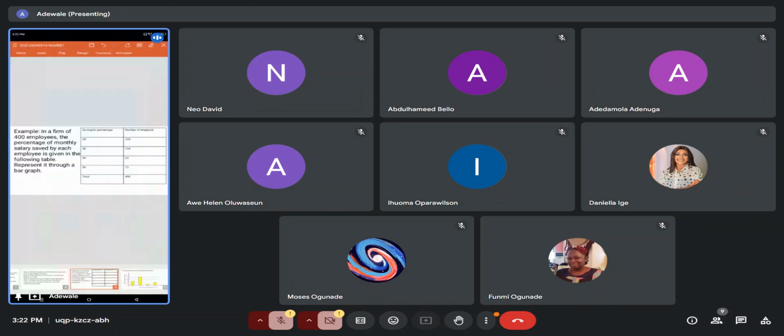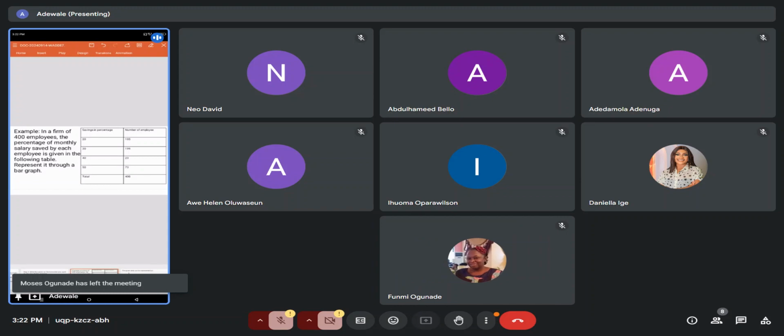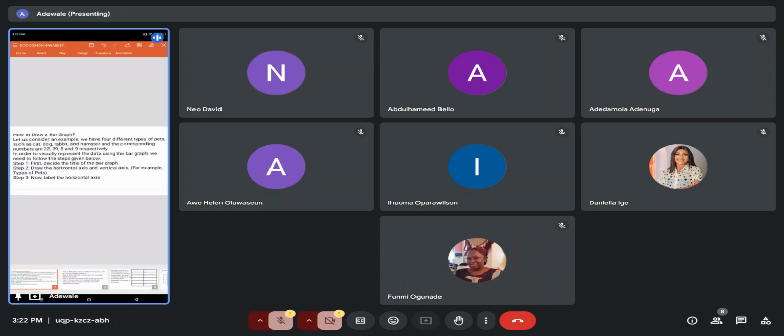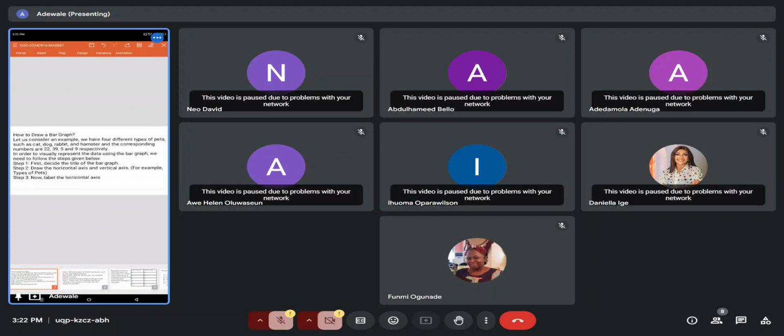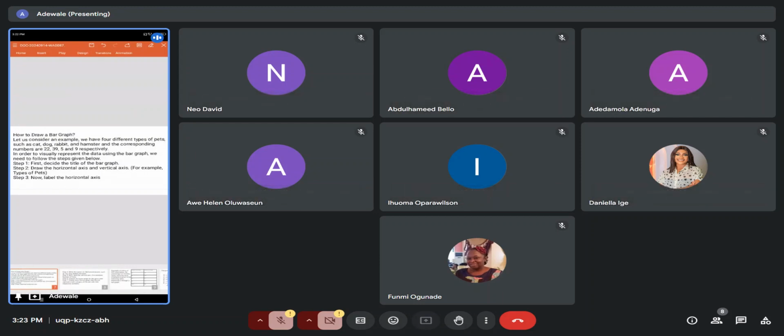So let us continue. In a firm of 400 employees, the percentage of monthly salary saved by each employee is given in this table. So we can represent this frequency table on a bar chart. These are the steps in drawing a bar chart. For example, now let us have different types of pets. We have 22 cats, 39 dogs, 5 rabbits, and 9 hamsters.